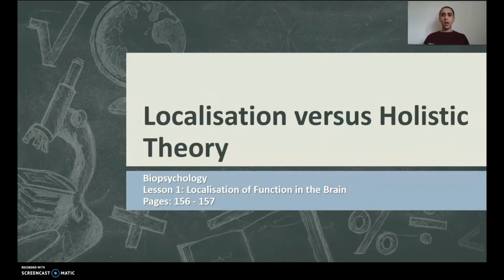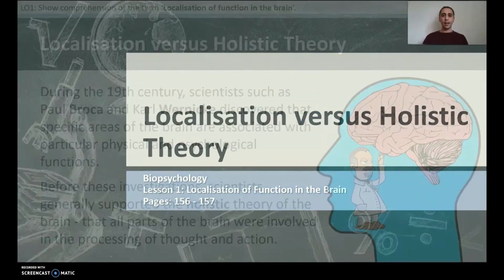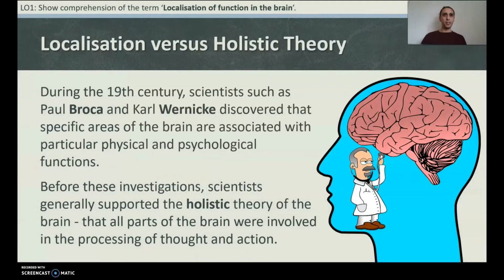Localization versus holistic theory. What does that mean? What is holistic theory? Well, let's find out, shall we? During the 19th century, scientists such as Paul Broca and Carl Wernicke discovered that specific areas of the brain are associated with particular physical and psychological functions. Before these investigations, scientists generally supported the holistic theory of the brain, that all parts of the brain were involved in the processing of thought and action.